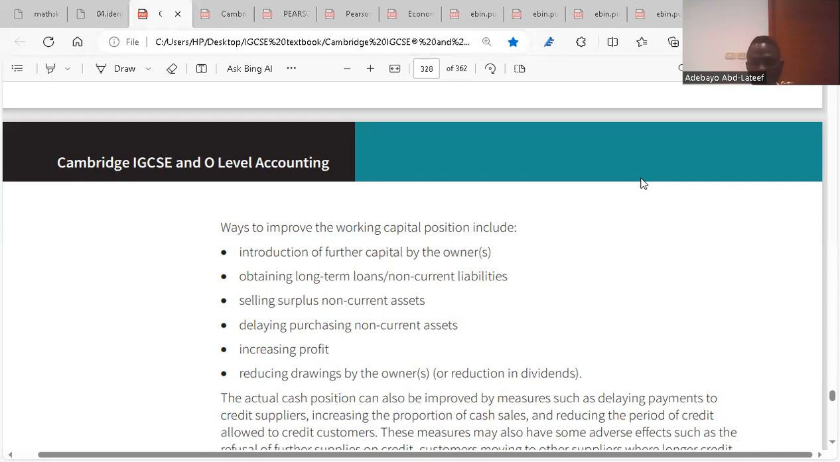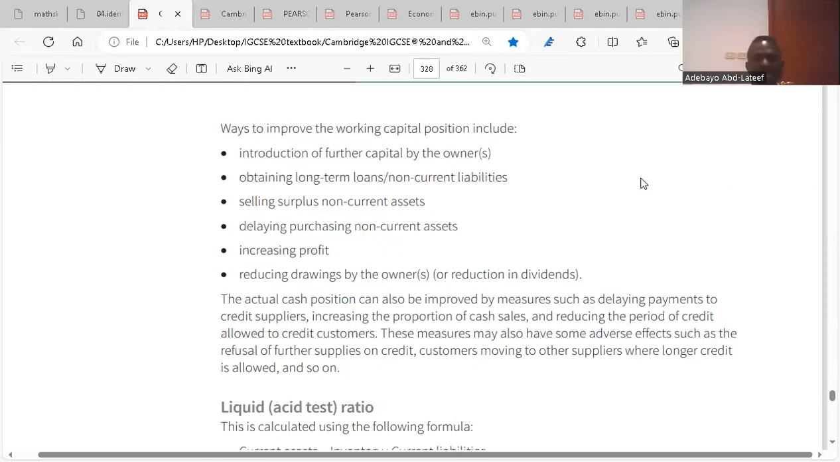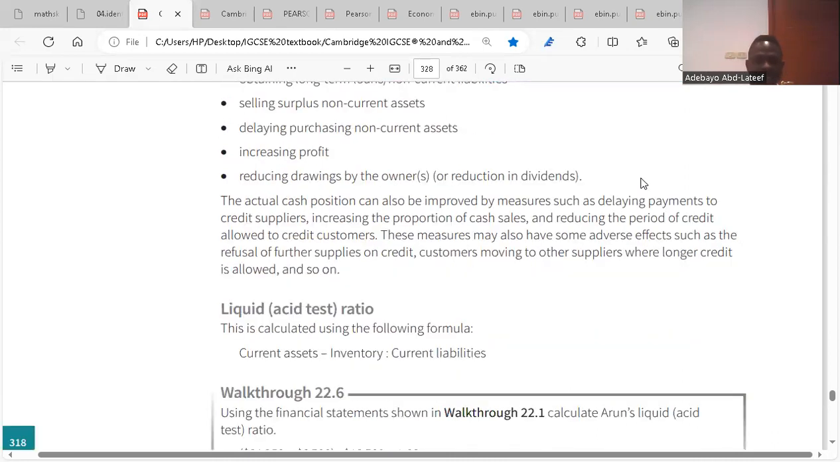There's also increased profit. Yes, increased profit is also part of it. If you are increasing profit, it will add up to your capital. Also reducing drawings. If you are reducing drawings, it means you stop taking money from the business. That means the capital will stay with the business. I think it's clear.